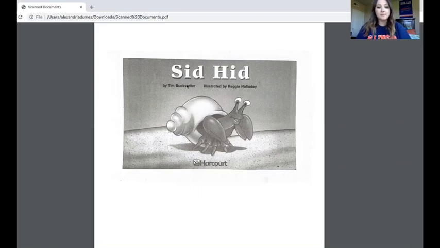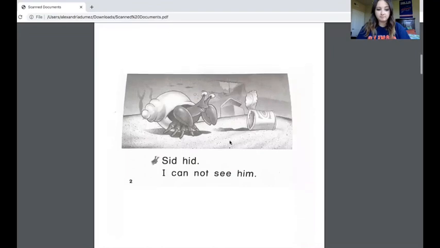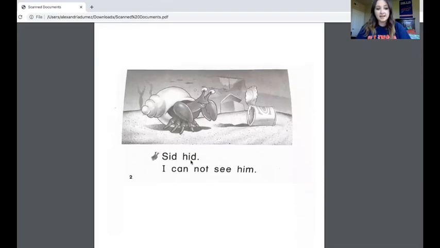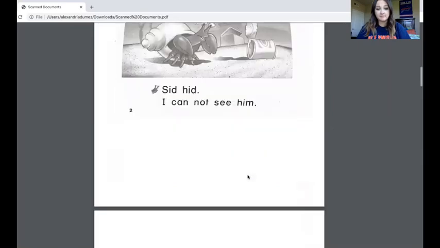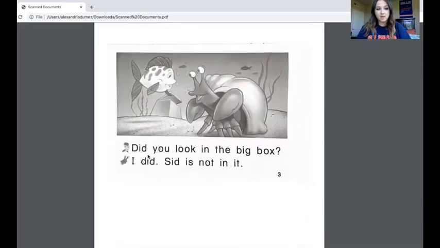The title of my book is Sid Hid. And as we can see by the picture, Sid is a hermit crab. Sid hid. I cannot see him. Did you look in the box? I did. Sid is not in it.